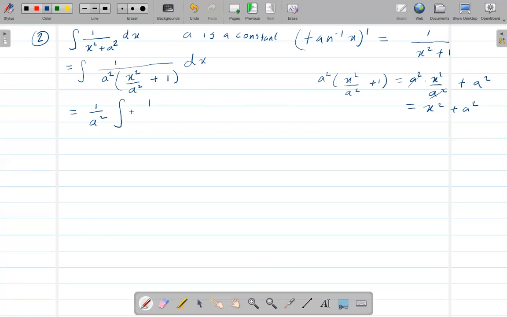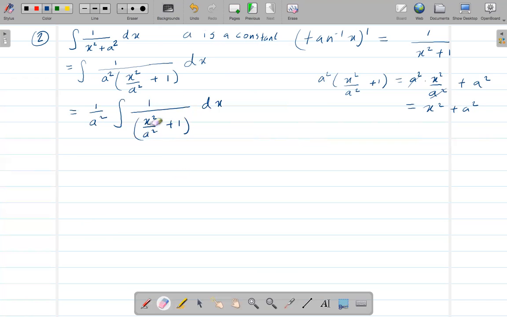Okay, so that means now I have x squared over a squared plus 1 dx. Okay, so now, well, we're looking for 1. Well, we got 1. Okay, so that's good. At least we got something. Now, we have x squared, but we have a squared here on the bottom, right?